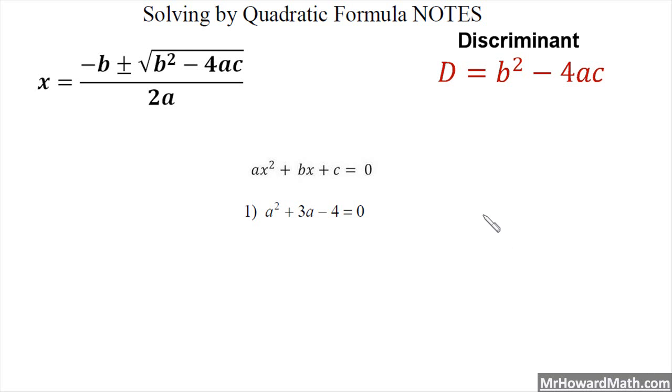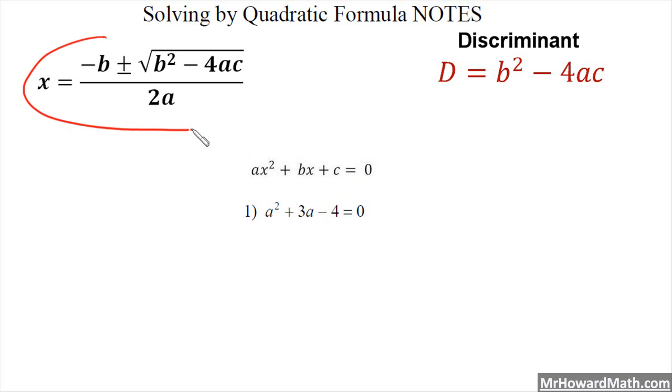In this video we'll be solving using the quadratic formula. This is the quadratic formula. You notice there are A's, B's, and C's in the formula, and those A's, B's, and C's come from the standard form of a quadratic. So the coefficient in front of the squared term is A, the coefficient in front of the x term is the B value, and the constant is the C value.